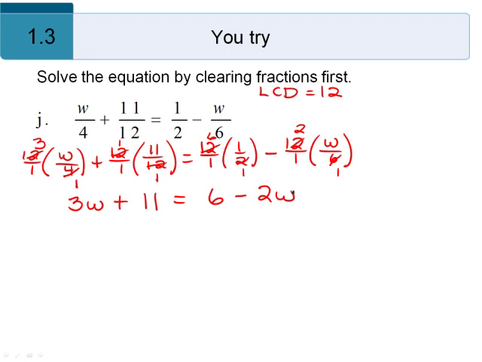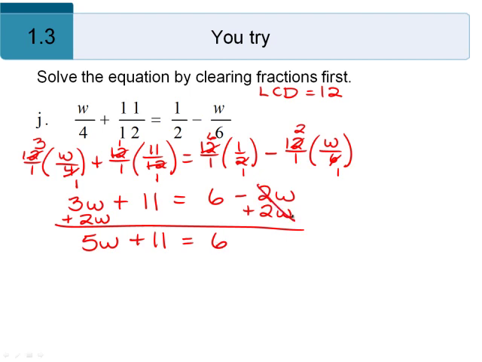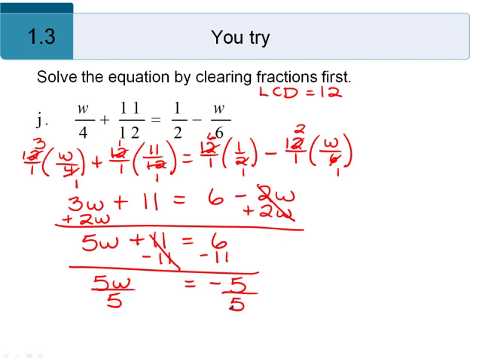All right, so I need to move my variables to the left because they're on opposite sides. So I'm going to add 2w to both sides. So 5w plus 11 equals 6. Those two w's are gone. Now, get the constants to the right, so I'm going to subtract 11. And so 5w comes down, and 6 minus 11 gives me negative 5. Then divide by 5 on both sides, so w equals negative 1. It's another nice answer. Not bad at all.